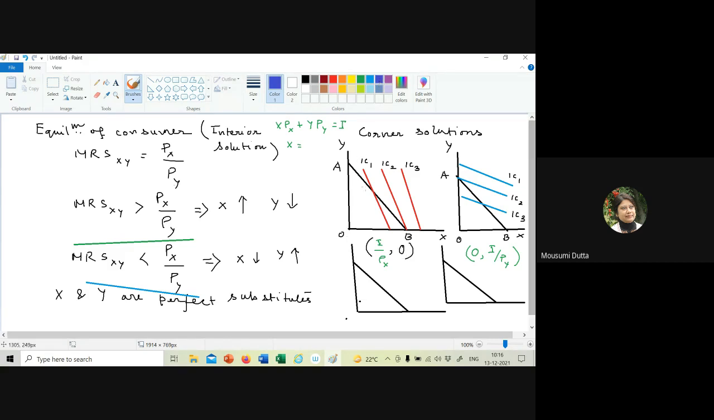Next, instead of considering this kind of perfect substitutability between the commodities, I can consider weak convexity. I'll come to these cases. At this moment, you don't need to draw the diagram because I'll introduce the idea. Instead of considering this kind of linear diagram, I can consider diagrams like this.